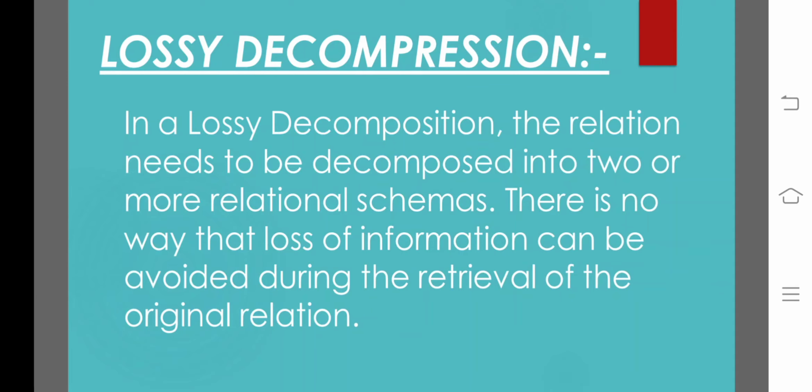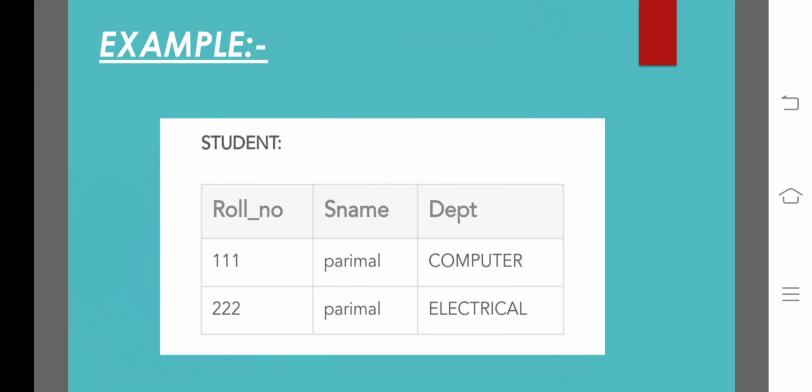Next, we will discuss lossy decomposition. In a lossy decomposition, the relation needs to be decomposed into two or more relational schemas. There is no way that loss of information can be avoided during the retrieval of the original relation. Next, we will discuss an example of a lossy decomposition.